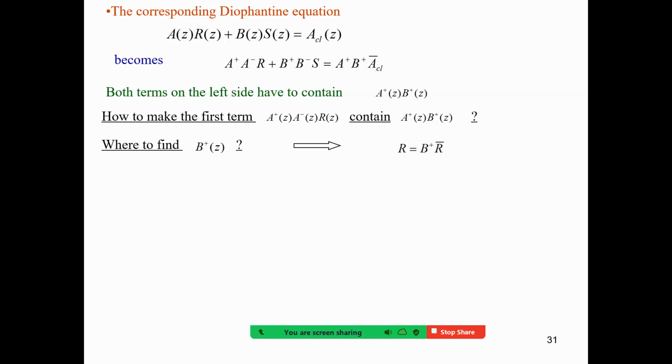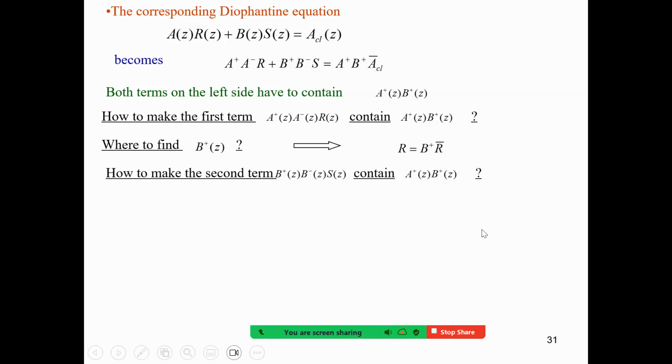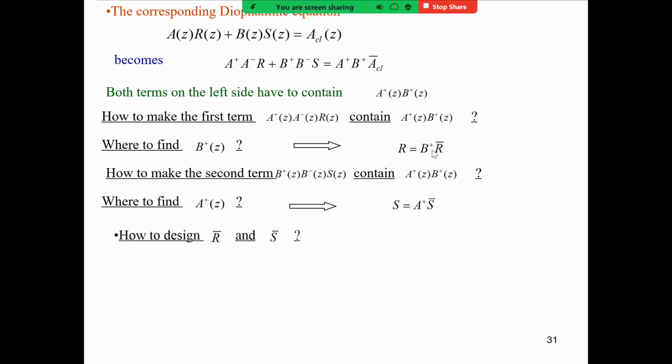Any questions? Then how do we make the second term, B plus B minus times S, contain the A plus times B plus? Or in other words, where do we find A plus in the second term? Of course, you are free to design your S. I put my A plus as a part of S. It seems we make the problem more complicated, but no, because you already know the A plus and B plus. You just put it in there. What you want to figure out is just the R bar and S bar.